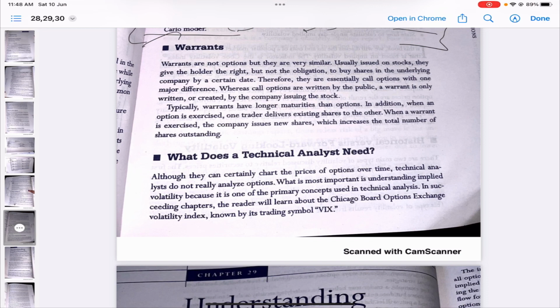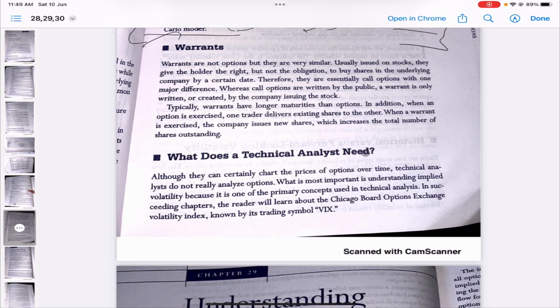So warrants have longer maturities than options. When an option is exercised, one trader delivers existing shares to the other. When a warrant is exercised, the company is going to issue new shares. So that is the difference between warrants and options. Warrants are when the company itself is issuing new shares, right? Whereas your options are when retail people like you and I are trading in options.